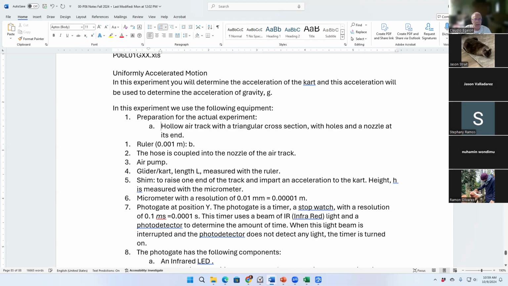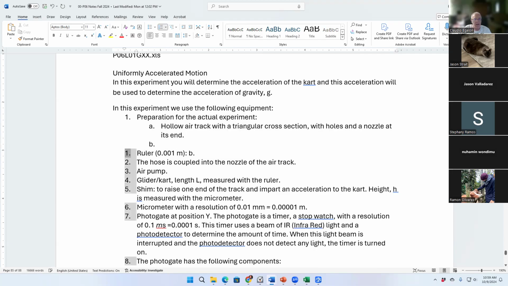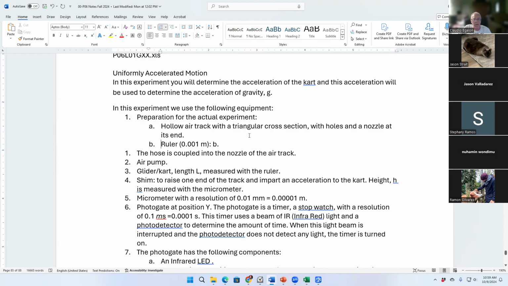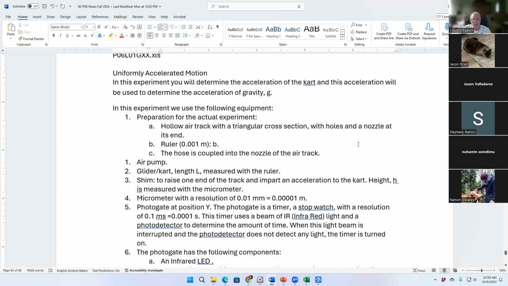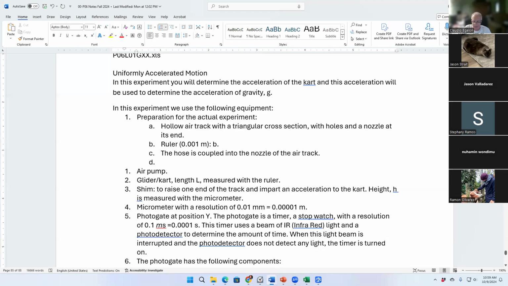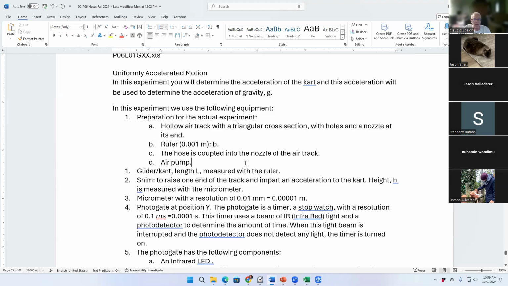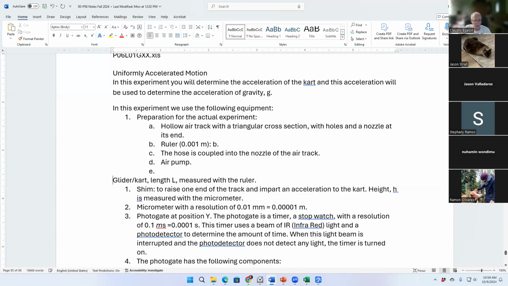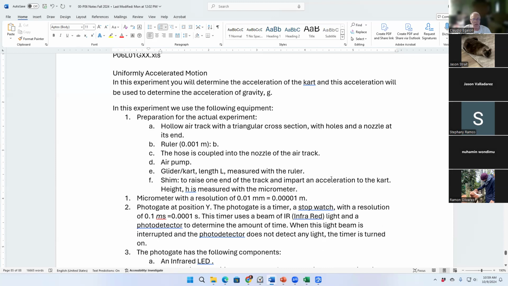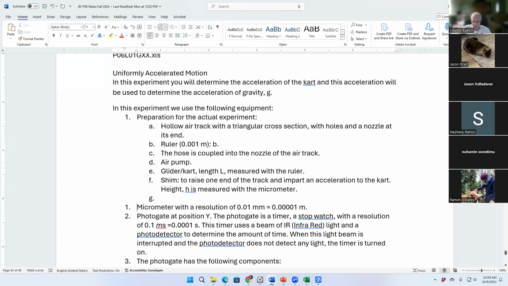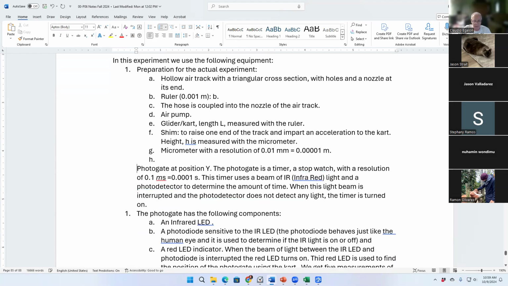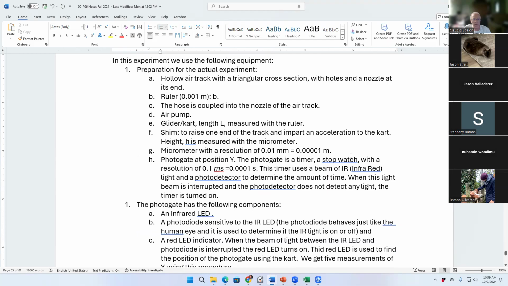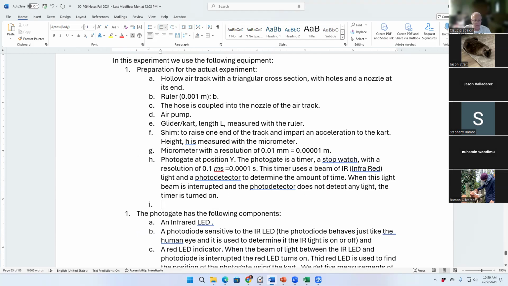Doing it differently, organizing it differently to become more user-friendly. Air pump, glider. I want you to study this for the exam: shim, micrometer, photo gate, and then explanation of the photo gate.